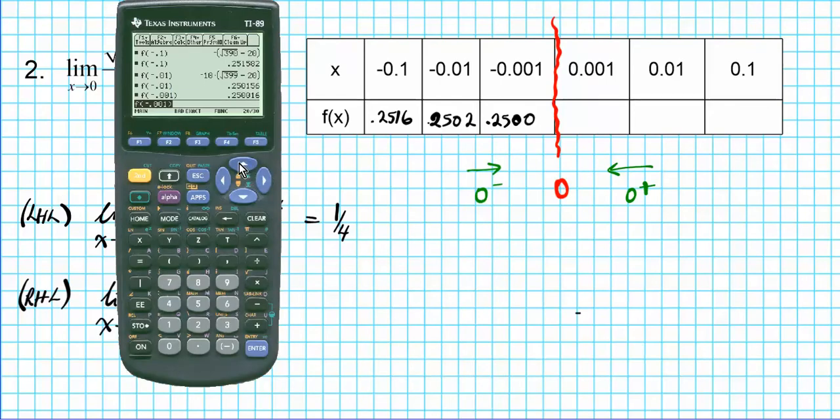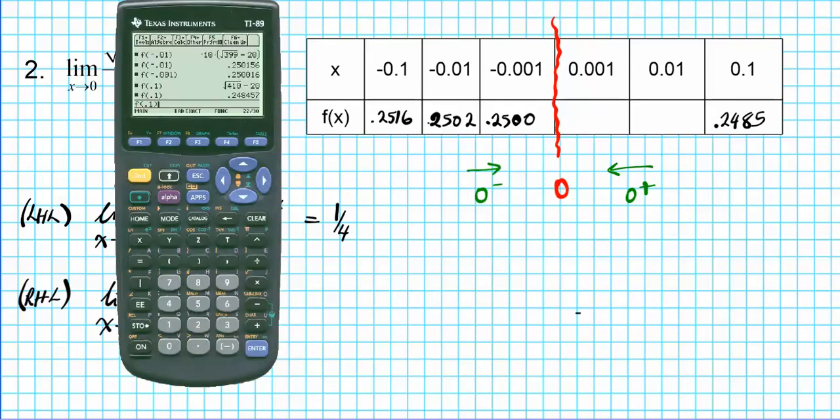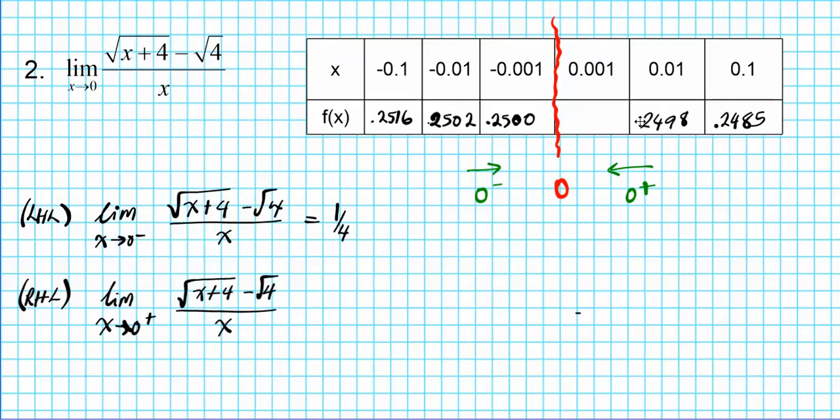All right, so let me go up here, call this one, start from 0.1. I'll just delete the minus. For that one, we have 0.2485. Now let's get closer to 0 from the right. Adding a 0 there. And then we have 0.2498. Do you see what's happening?